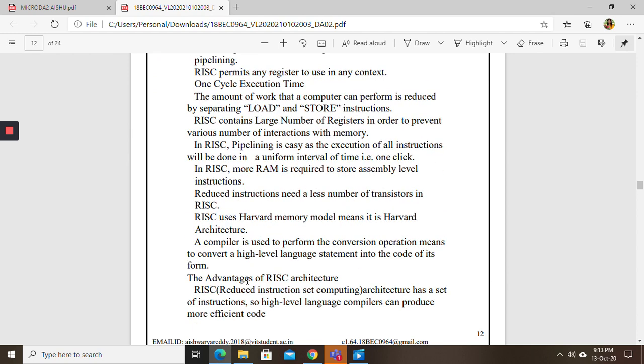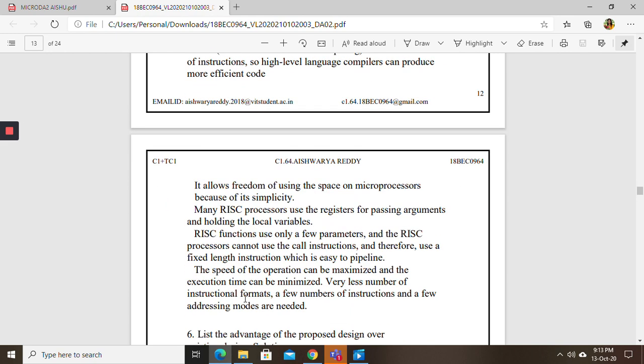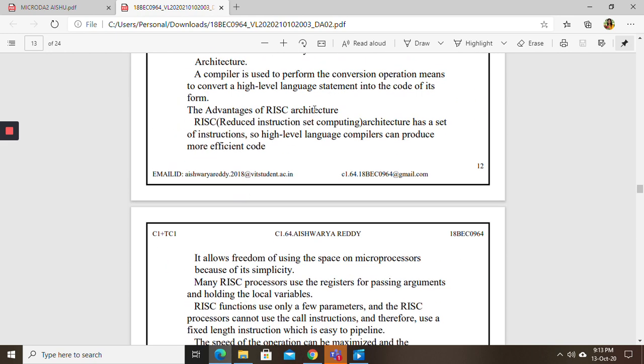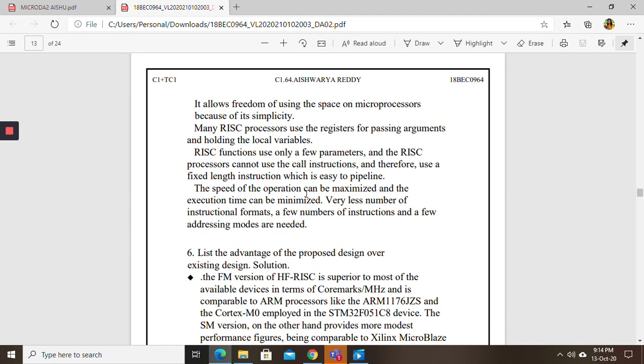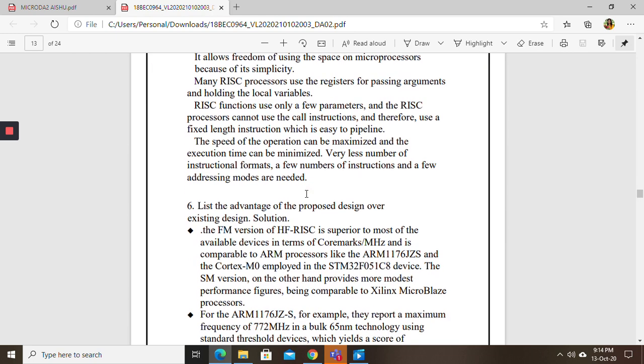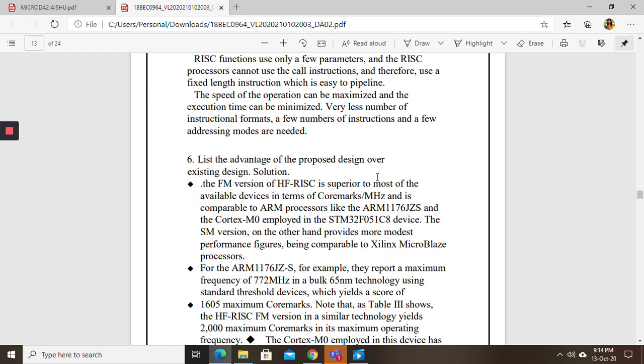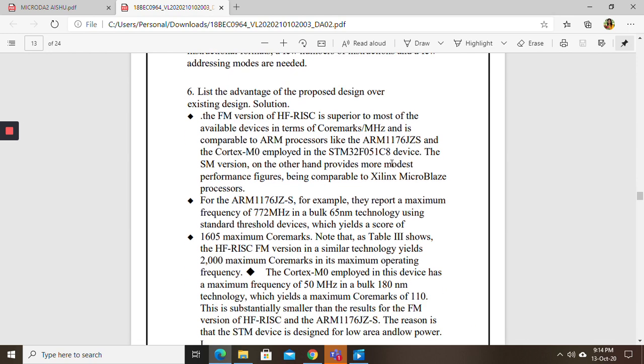More RAM is required to store assembly level instructions. Reduced instructions need fewer transistors in RISC. RISC uses a hardware memory model, meaning it is a hardware architecture. The advantage of RISC architecture is reduced instruction set computing. It allows freedom of using the space, and many processors use registers and so on. Next, list the advantages of the proposed design over the existing design.